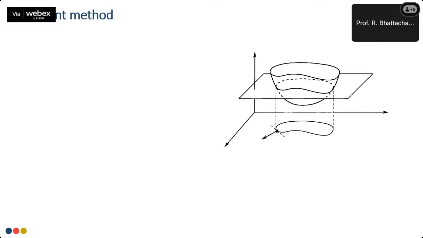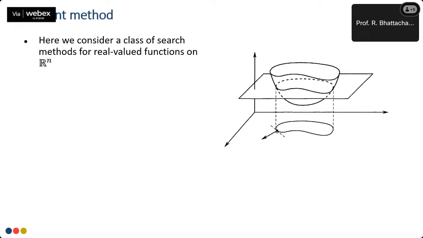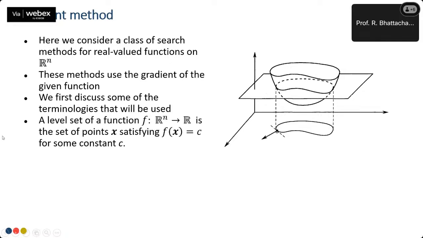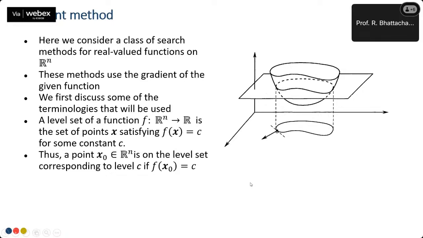Let me now go to gradient based methods, because gradient based methods are very popular, as I mentioned. And here we consider a class of search methods on real valued functions on Rn. And these methods use the gradient of the given function. So a level set of a function is a set of points x satisfying f of x is equal to c for some constant c. So these are shown. And a point x naught belonging to Rn is on the level set corresponding to level c if f of x naught equals c.